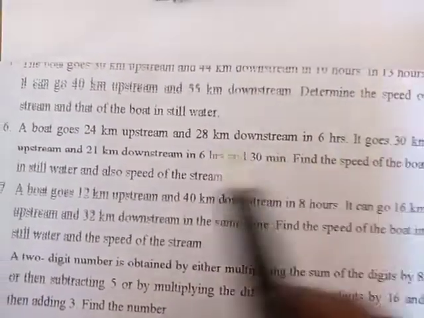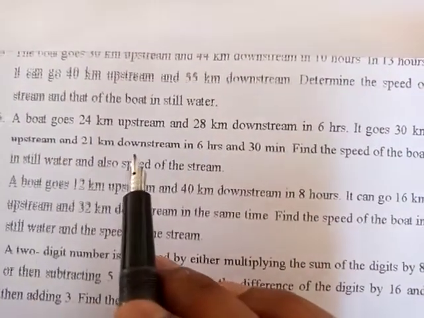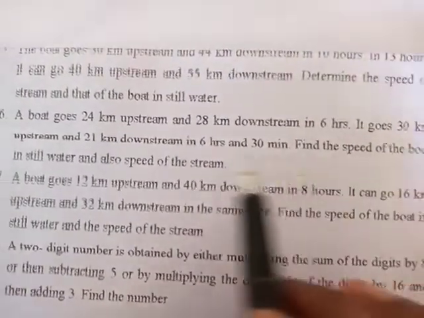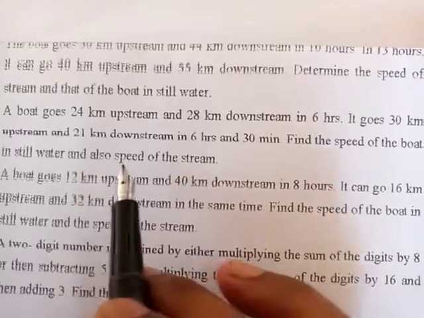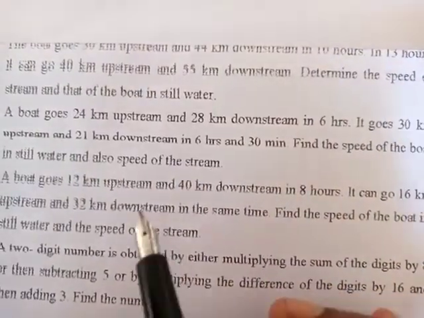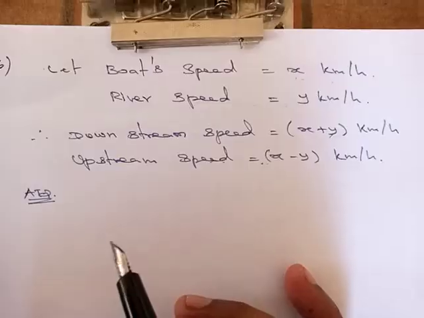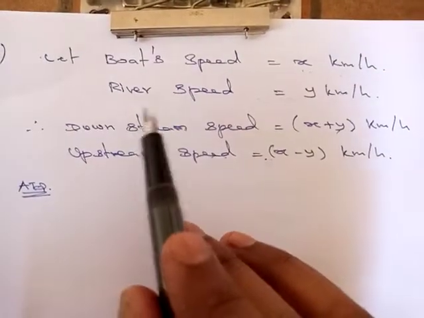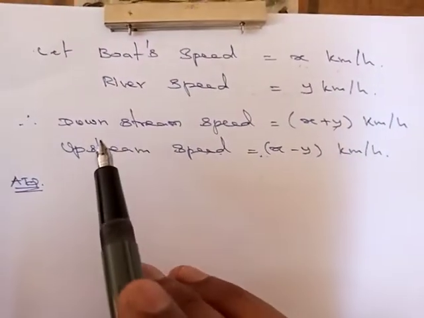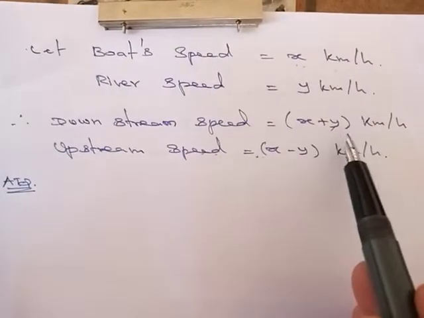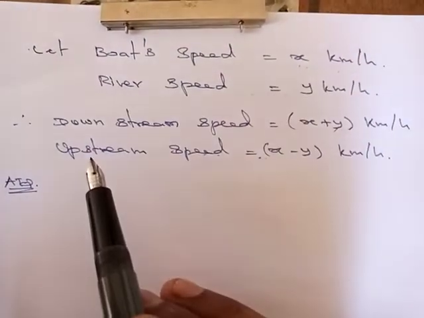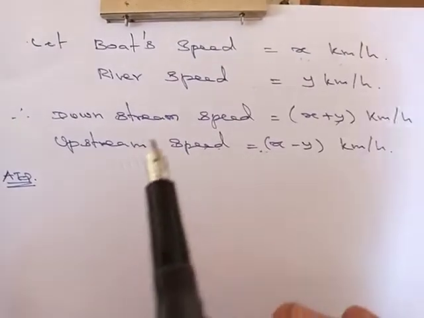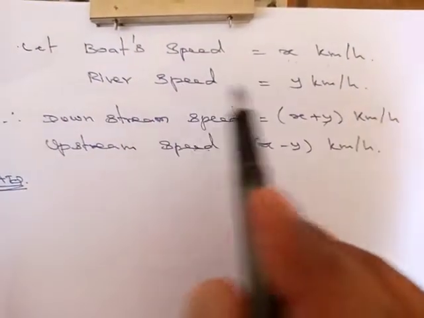It goes 30 km upstream and 21 km downstream in 6 hours 30 minutes. Find the speed of the boat in still water and also the speed of the stream. Both also they are asking. Okay, right. So let the boat speed be x km per hour, stream speed be y km per hour. Therefore, the downstream speed is x plus y kilometer per hour. Upstream speed is x minus y kilometer per hour. Usually we are writing this one.